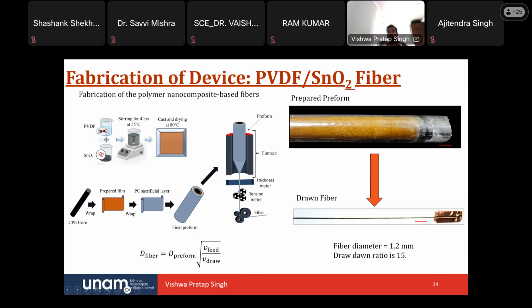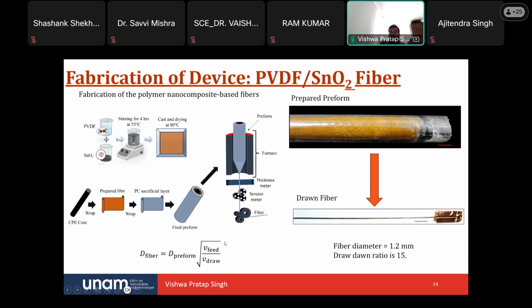So after getting this preform, you put it in and draw it for almost 5 minutes, 10 minutes, or 20 minutes, and you get the drawn fiber like this. You can see the dimension could be 1.25 mm, and we have even got 200 micrometer fiber. Very thin fibers we have got around 500 micrometers.